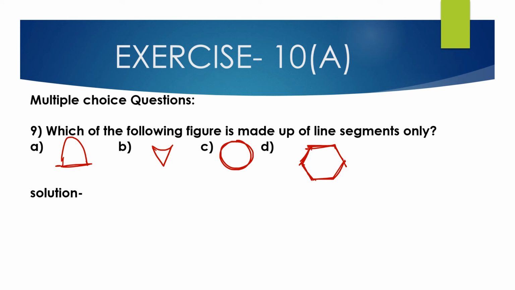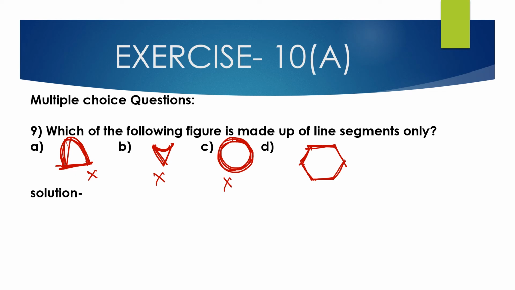Now which of the following figures is made up of line segments only? In option A, this is a curved line, so this is not made up of only line segments. This is also a curved line. This is a line segment, but this is a curve. So this is also not made up of only line segments. And this is a circle. This is not made up of only line segments.